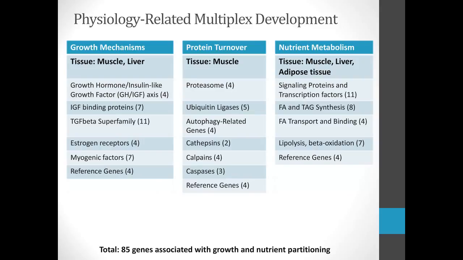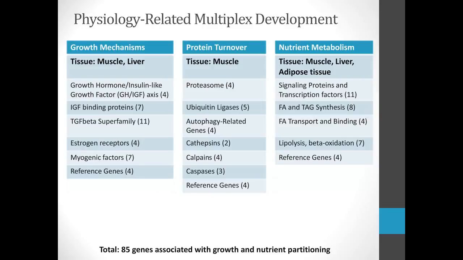But these 3 multiplexes are related to growth physiology, and they were developed to complement each other, so collectively we can generate a comprehensive picture of how endocrine and autocrine mechanisms are regulated to affect growth and nutrient metabolism. And this information can be coordinated with physiological responses like fillet yield or growth rates to characterize mechanisms associated with nutrient partitioning. So we have the 3 multiplexes shown here.